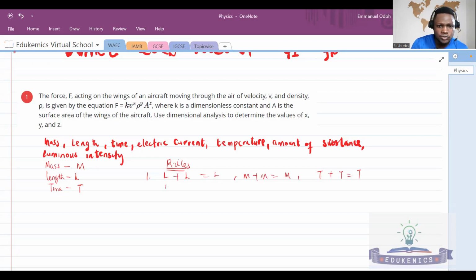The same goes for subtraction. Length subtracted from another length should give you a length. Mass subtracted from another mass should give you a mass. We are not concerned about the number attached to them, so don't think mass minus mass is 0, but we are not concerned about that for now. Time subtracted from another time should give you a time. This is very important. We may not use it in this problem, but it's very important when solving some other problems. This is the addition and subtraction rule.